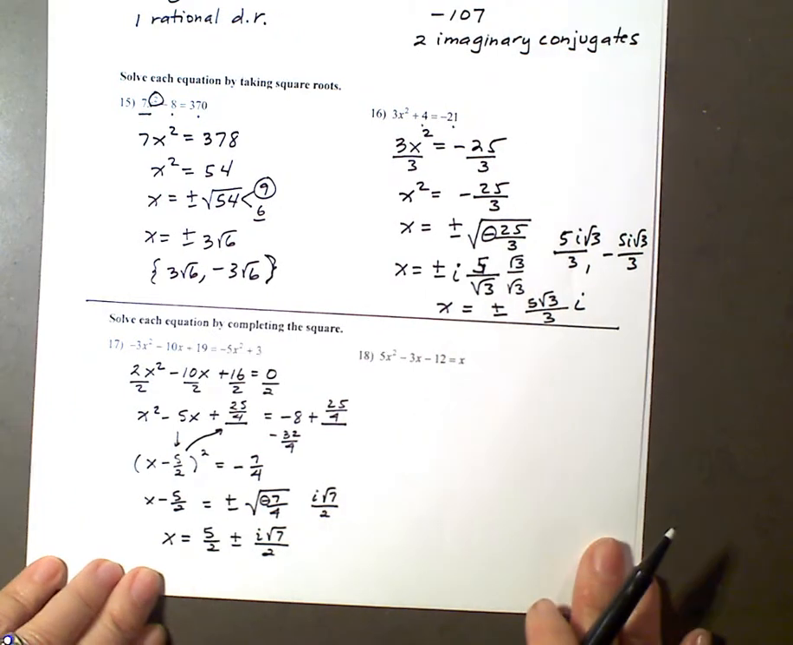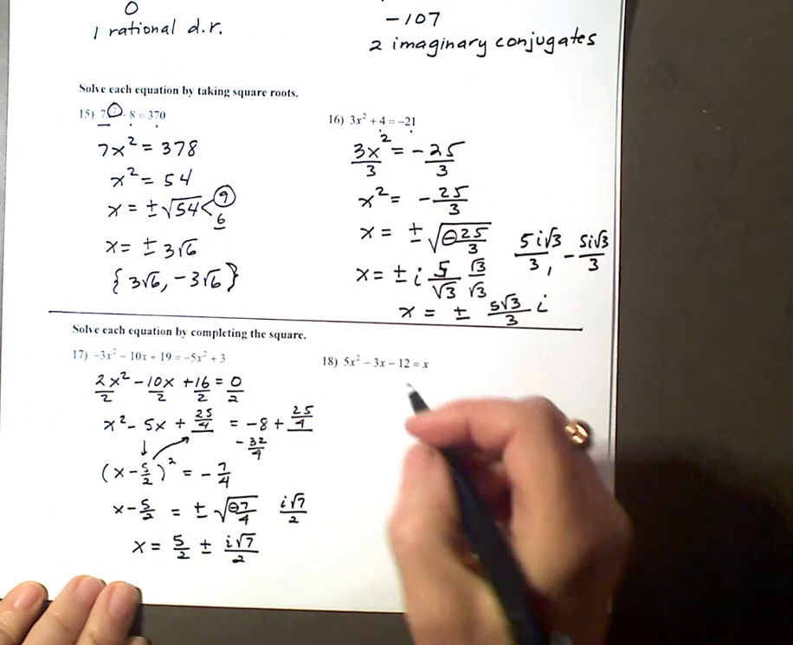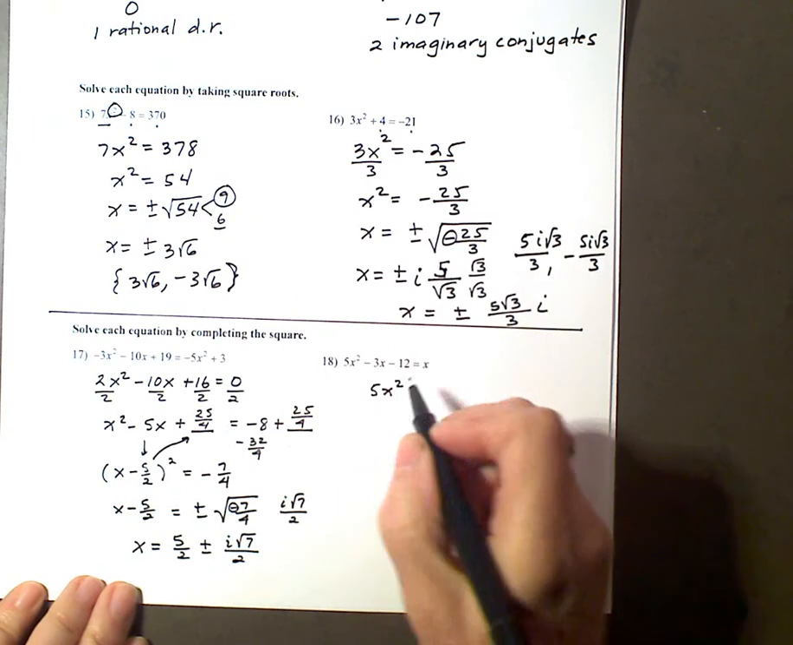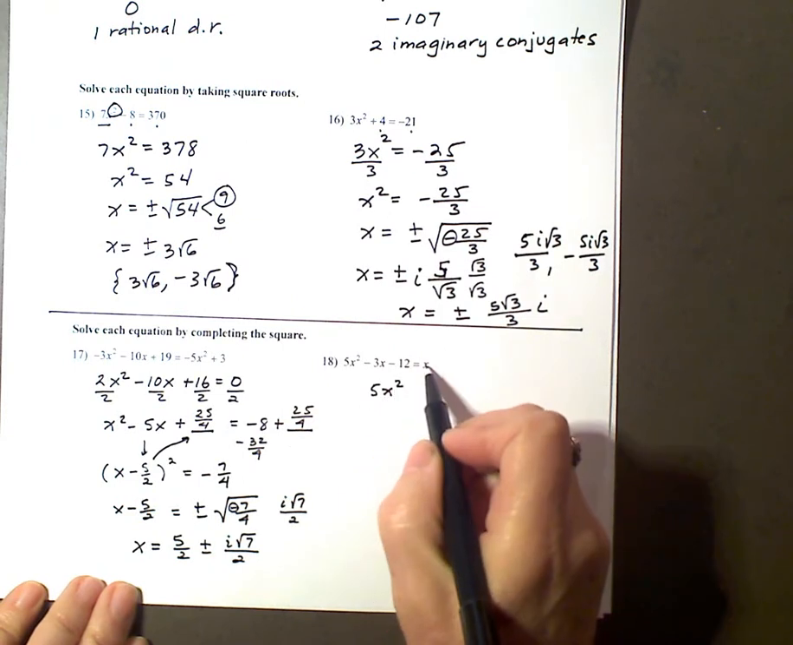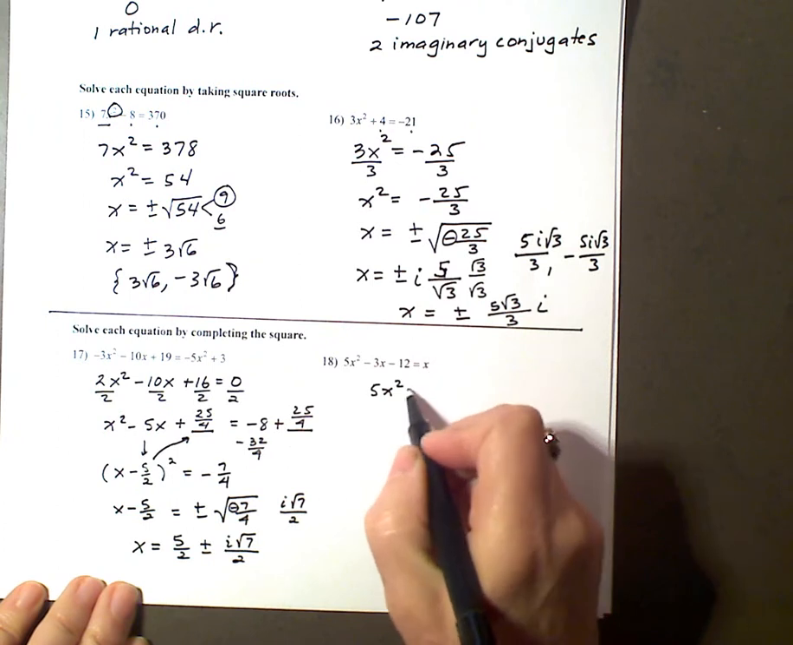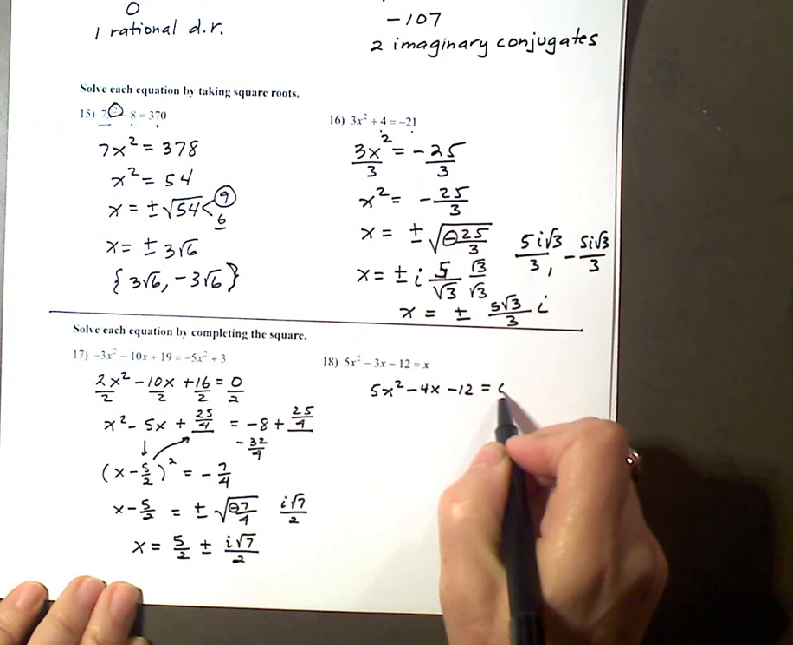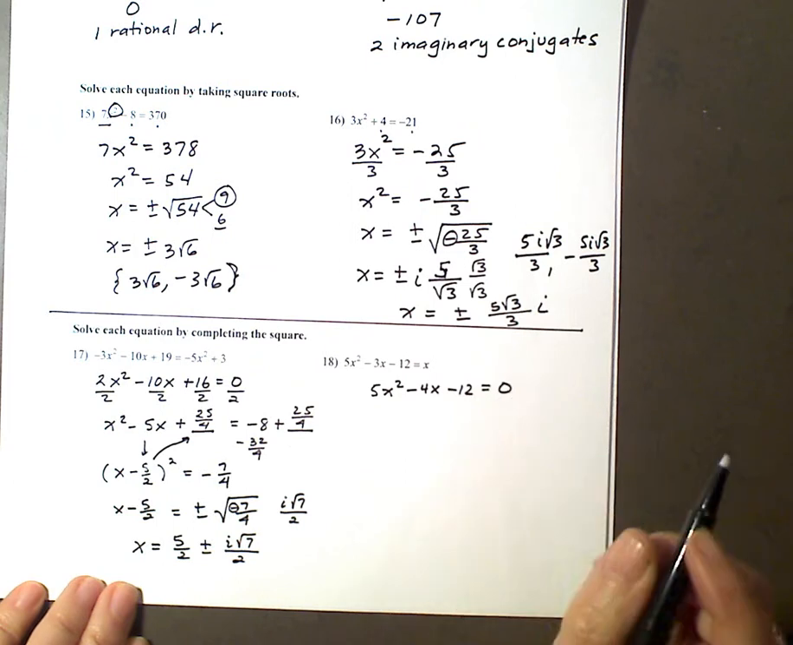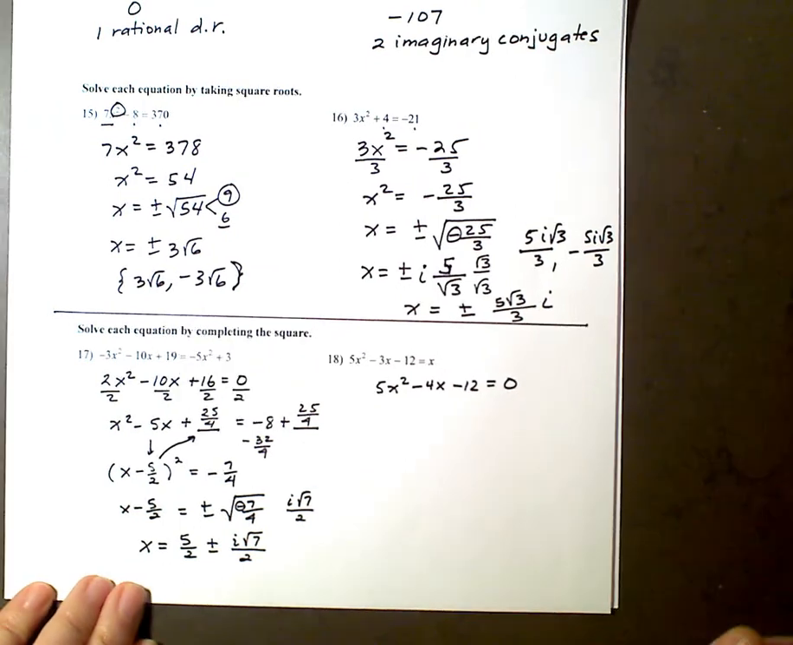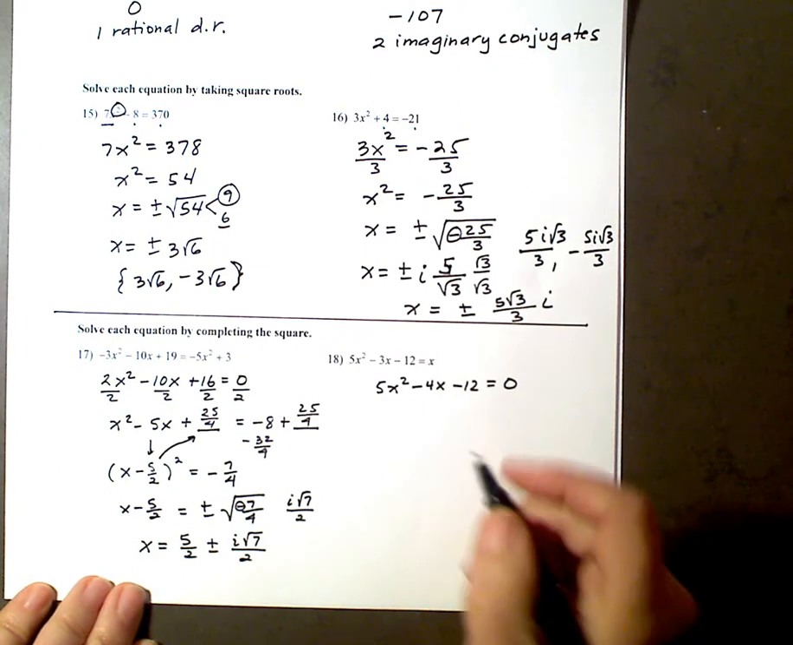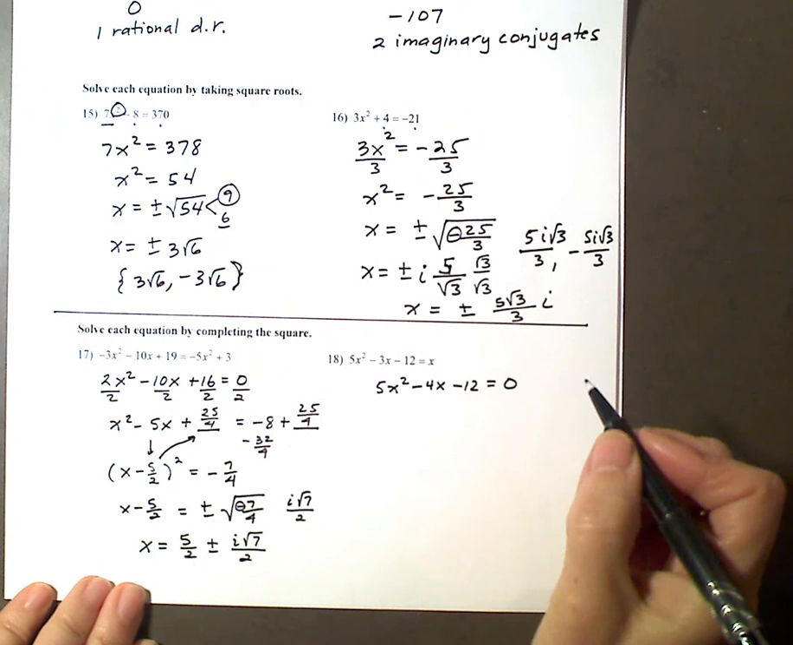Okay, so now number 18, again, completing the square. I'm going to have a 5x squared. I have to subtract this x to get this equation set equal to 0. So minus 4x minus 12 equals 0. If I had my choice, I would probably try and factor this. It looks like it would be factorable, but I don't, so I've got to use all the steps for completing the square.